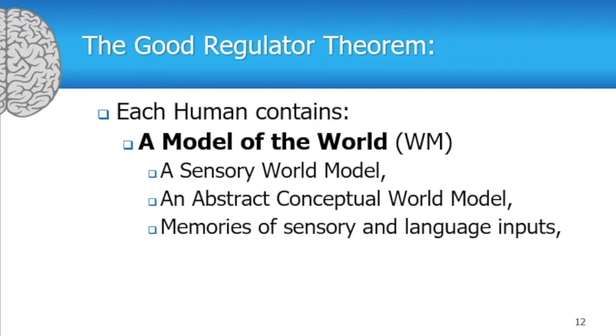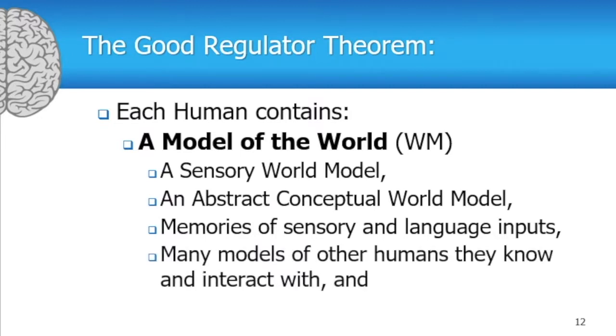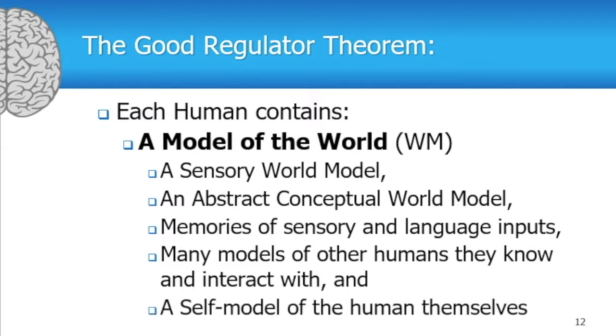Since humans are very social creatures, our world model will include many detailed models of all the other humans that we know and interact with. These models allow us to predict how other people might act depending on what we do. Finally, the world model contains our own self-model.